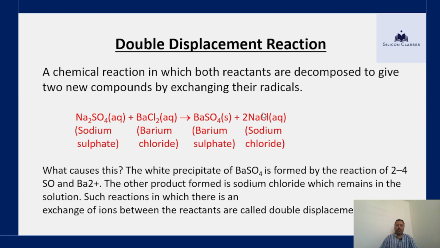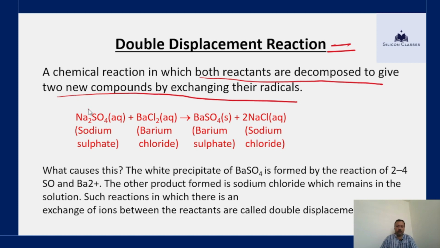Next, we are coming to the double displacement reaction. What is the definition? A chemical reaction in which both reactants are decomposed to give two new compounds by exchanging their radicals. You should follow that both reactants should decompose to give two new compounds by exchanging their radicals.